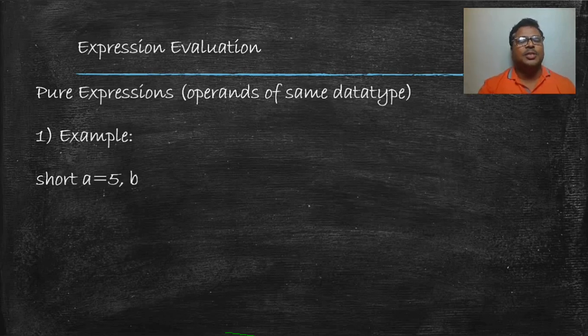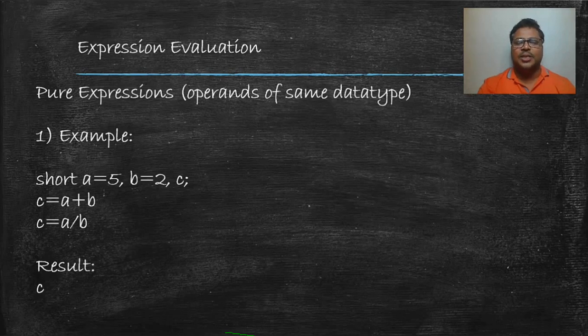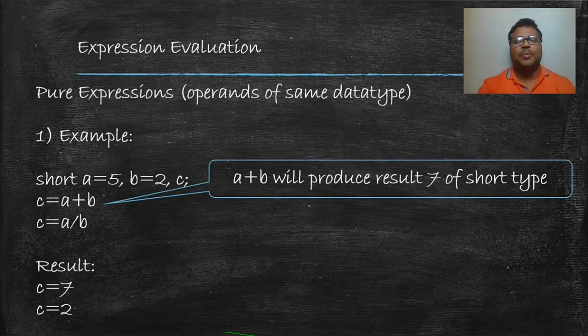Now understand one example. Here a short variable A has 5, a short variable B has 2, and C is equal to A plus B, and C is equal to A slash B. A semicolon will be there, but understand this is the expression. So what is the result? A plus B: both are of short type, so the result will be of short type. So A plus B will produce the result 7 of short type, because both are short integer type.